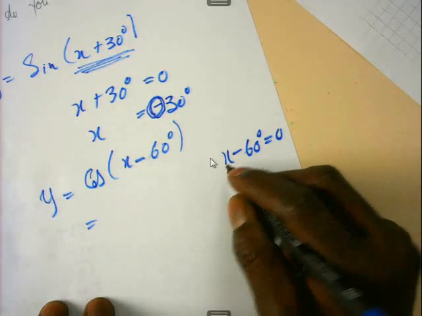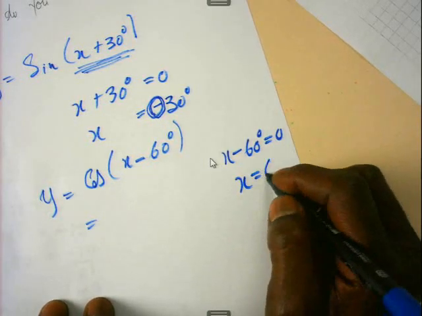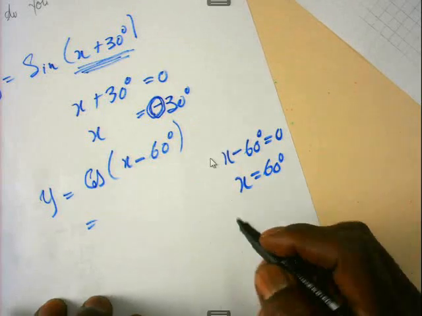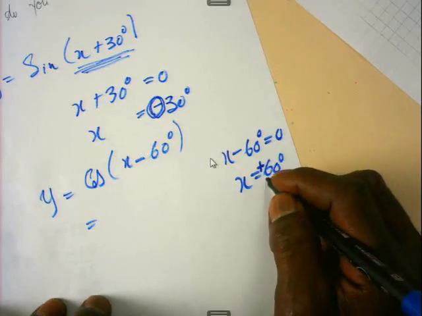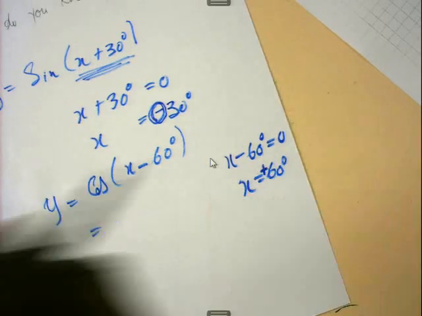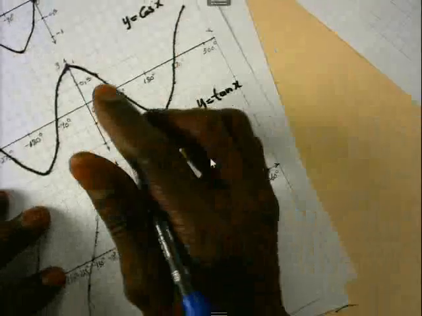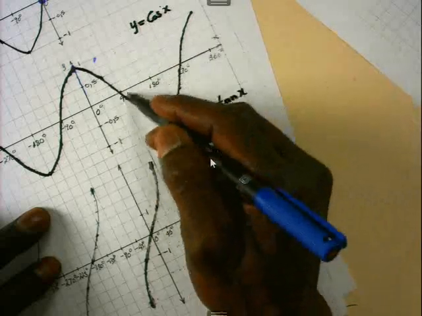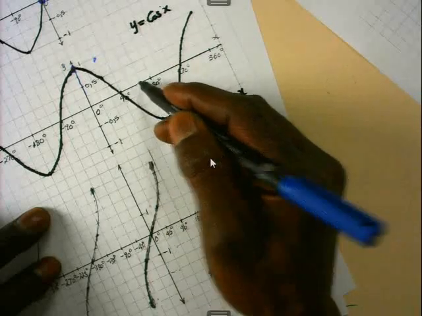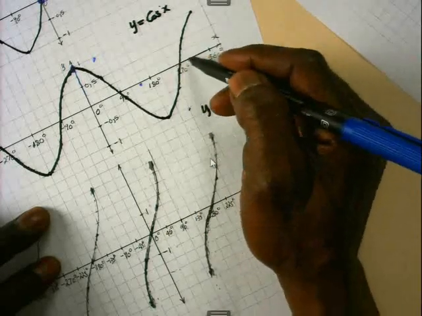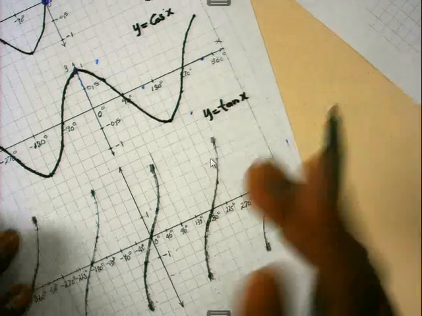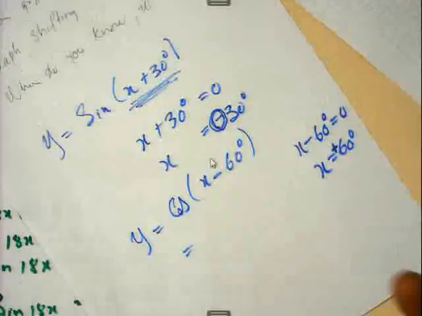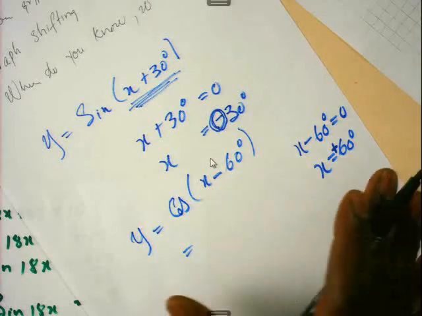It means when x, if we add 60 degrees on both sides, x must be equal to 60 degrees, and this 60 degrees is positive. It means every point of the mother function will shift by 60 degrees to the right. This point will shift there, this point will shift there, and so on. That's how we know where the graph shifts to, whether to the left or to the right.